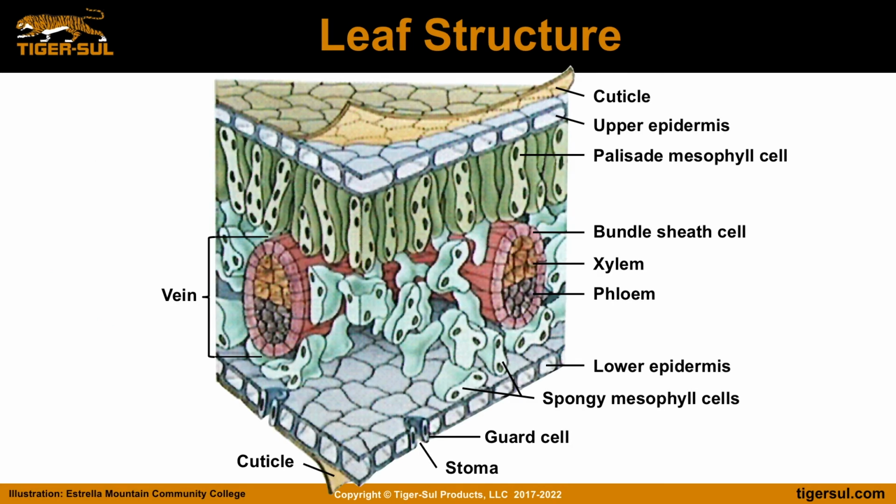Here we have the leaf structure, and notice at the top the cuticle is a waxy layer, and then just under that is a single layer of epidermal cells, which is referred to as the cell wall. And just under that, you have the mesophyll cells, and this is where the chloroplast, which contains the chlorophyll, is located. Photosynthesis takes place.